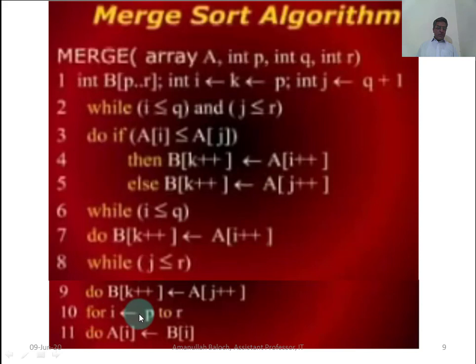The for loop actually copies the B elements into A. In these three loops, while loop 1, while loop 2, and while loop 3, we process the elements and store them in the B locations. We assign the values to B here, here, and here in the B array. Then at the end, we copy all the elements which have been sorted in the B array back into the A array through this for loop.